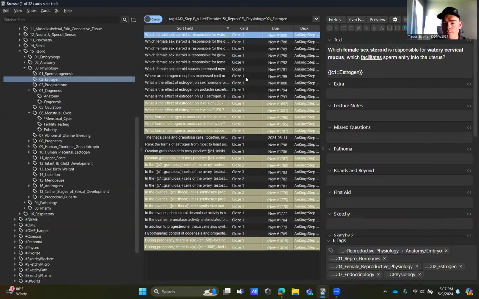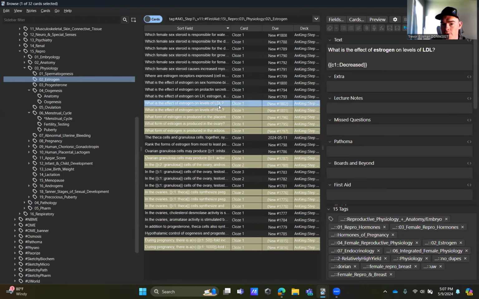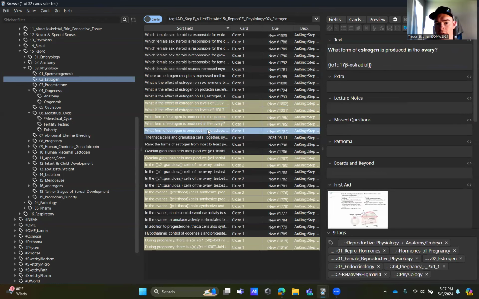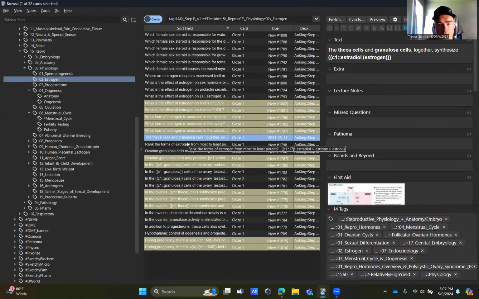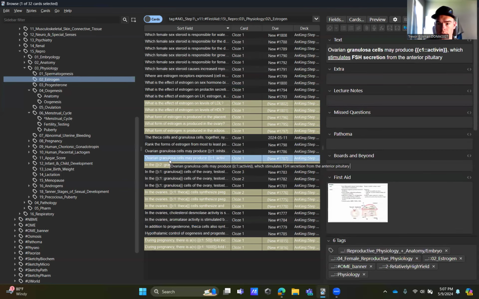And then in estrogen, a good chunk of cards here. So you want to grab this first big chunk coming down from the first one to what is the effect of estrogen on LH, estrogen and progesterone receptors. Activate that one. But then you don't have to worry about the following one talking about the lipoproteins and like LDL and HDL. So we can skip these 5 here, coming down to the theca cells and granulosa cells, grab that one and the next 2. Skipping over this card, talking about activin.